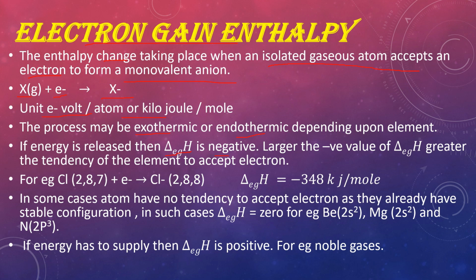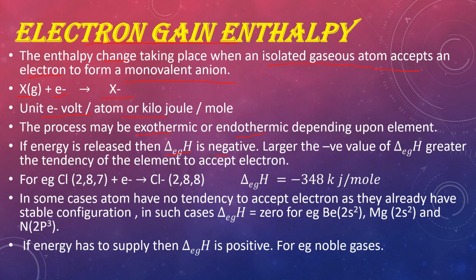If the energy is released, then the electron gain enthalpy value is negative. Look here, children, delta H is the enthalpy change. H is the symbol for enthalpy, delta is change in enthalpy, and Eg denotes electron gain. So delta EgH means change in electron gain enthalpy. This enthalpy is negative when the energy is released, and if we have to supply energy then the value is positive.